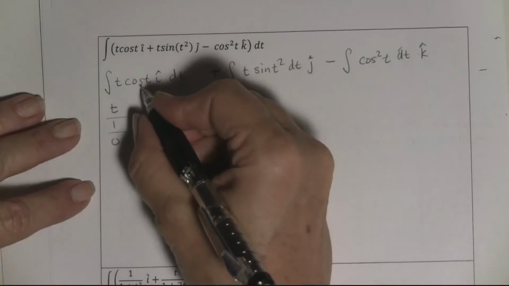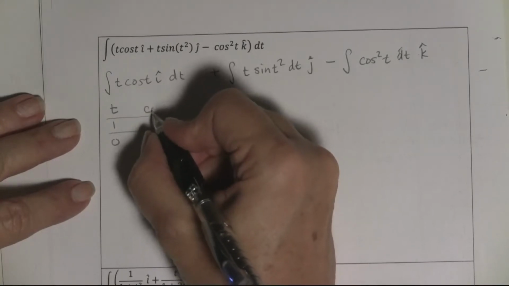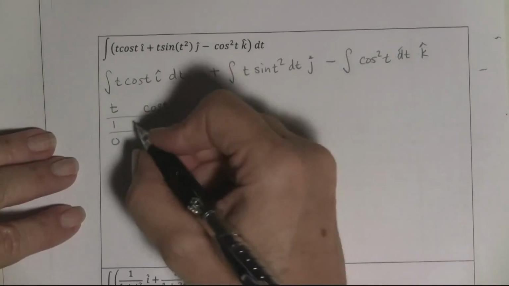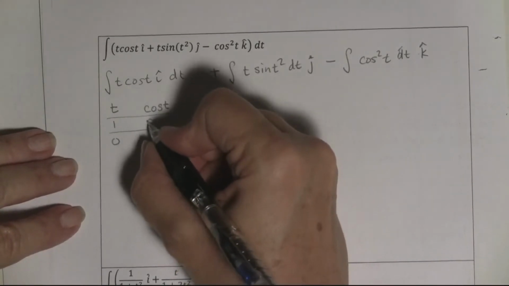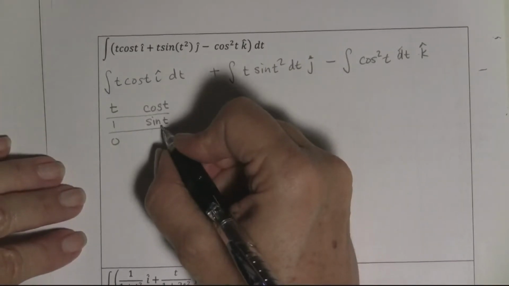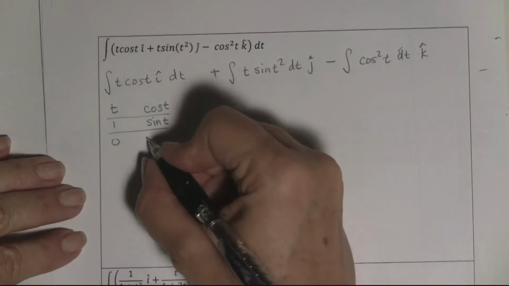And then I put the part that I'm going to take the antiderivative of here. This is how I do it. You can do it differently. So I take the antiderivative, and the antiderivative of cosine is sine. And then the antiderivative of sine of t is negative cosine of t.